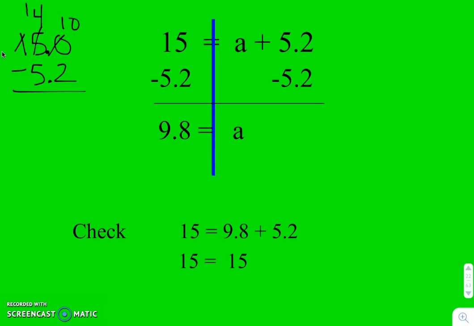This would become a 14. 10 minus 2 would be 8. Bring down my decimal. 14 minus 5 is 9. So 9 and 8/10 would be equal to a.